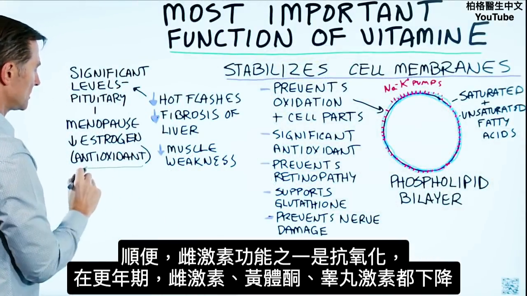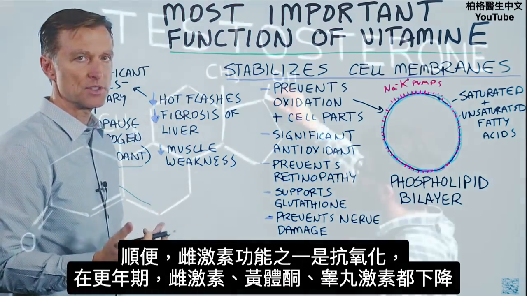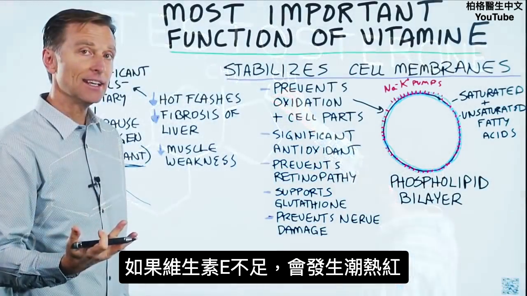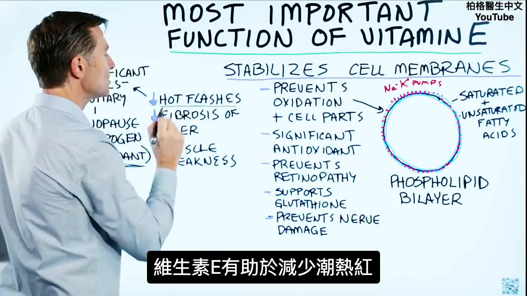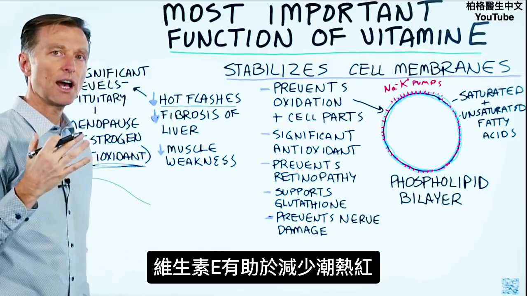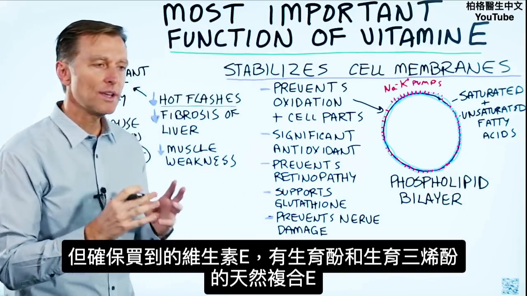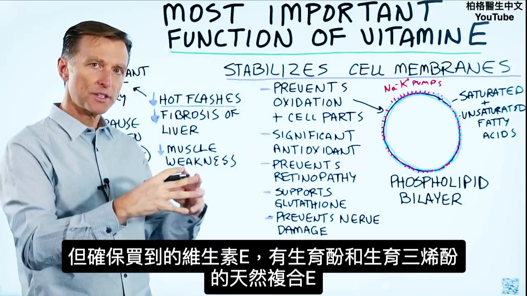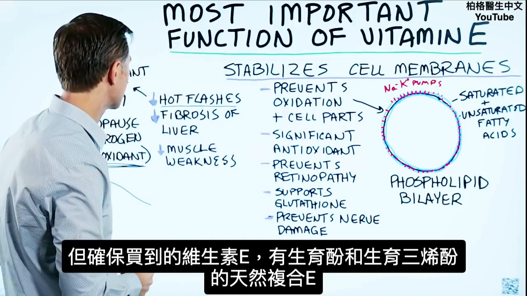So during menopause, when estrogen goes down with other hormones like progesterone and even testosterone, and if you don't have enough vitamin E to compensate, hot flashes can kick in there. And this is why vitamin E as a remedy will help to reduce hot flashes. But make sure anytime you take vitamin E, always take it in the natural form and get something that includes all the tocopherols with the tocotrienols as one big complex.